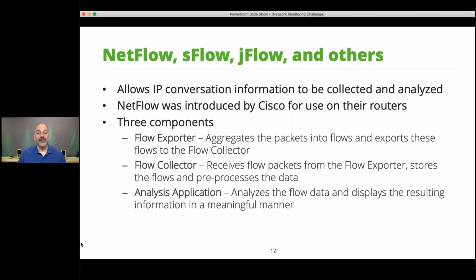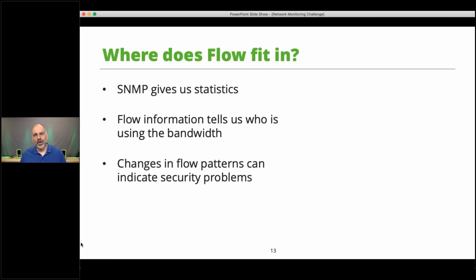So now, if I see my utilization go up on my SNMP statistics, I can go over to my flow and I can find out who is talking, what application are they running, and is that an application that I want to see out there on my network? So where does flow fit in? It gives us our stats, but flow gives us information about why we're seeing those stats jump up.